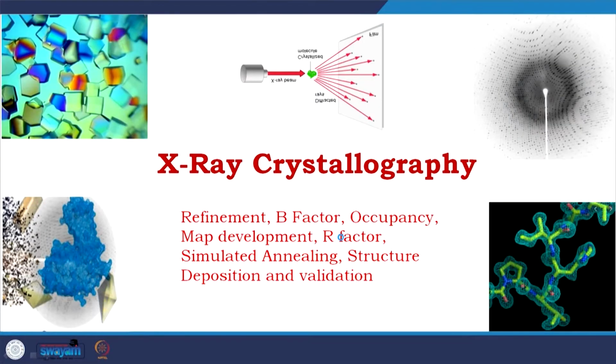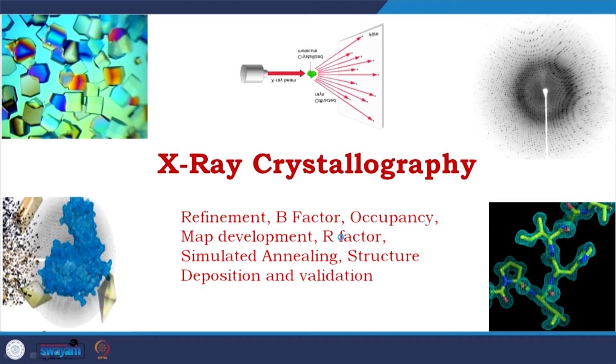We are discussing structural biology techniques, more specifically X-ray crystallography, and today it is the last class of this long 3 modules of 15 classes where we have discussed a lot of details of X-ray crystallography technique and associated parameters, associated instruments, associated things. So, what we are going to learn today is refinement. We will talk about refinement, B factors, occupancy, map development, R factor, simulated annealing, structure deposition and validation.